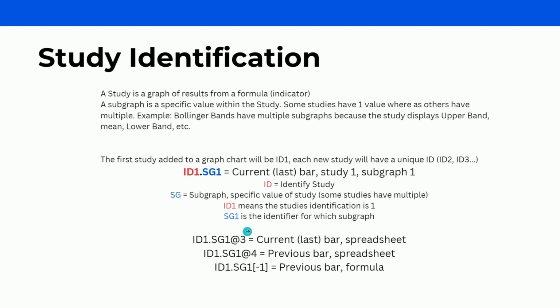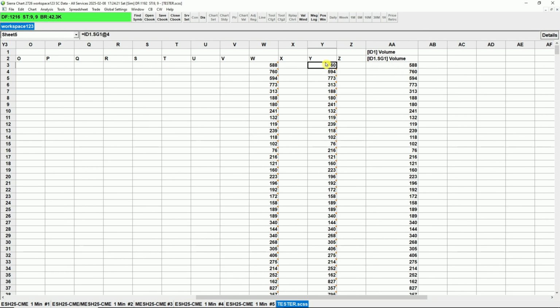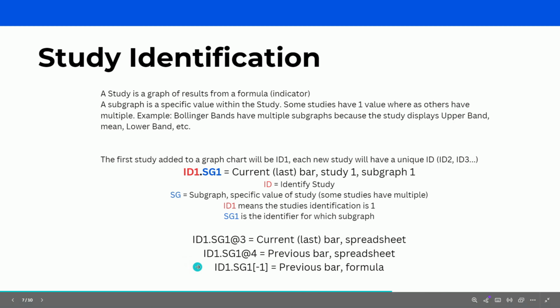To reference the current bar in a spreadsheet, we'd actually have to specify @3 for the third row of the spreadsheet, which is actually the current bar. To reference the previous bar, we would do @4. The only difference when doing this in a spreadsheet instead of a normal formula, we have to add @3 to specify the current bar. If we change this to @4, that would reference the previous bar in a spreadsheet. But if you wanted to reference the previous bar using a normal formula outside of a spreadsheet, we would simply bracket -1 to indicate the previous bar.